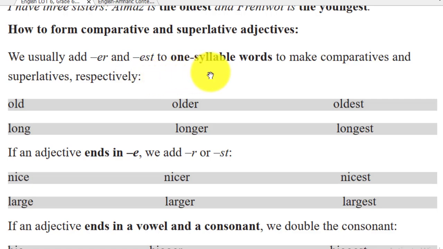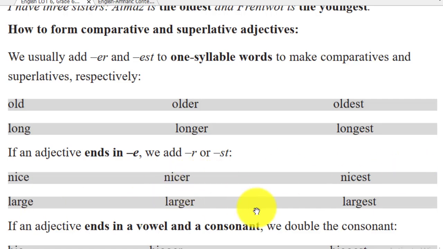Add er and est to one syllable words. One syllable means adjectives we read in one breath without breaking. They take only er and est. For example: old, older, oldest; long, longer, longest. If an adjective ends in e, we add r or est. We don't add er, because the e is already given. We add r for the comparative and est for the superlative. Nice ends in e, and large also ends in e.